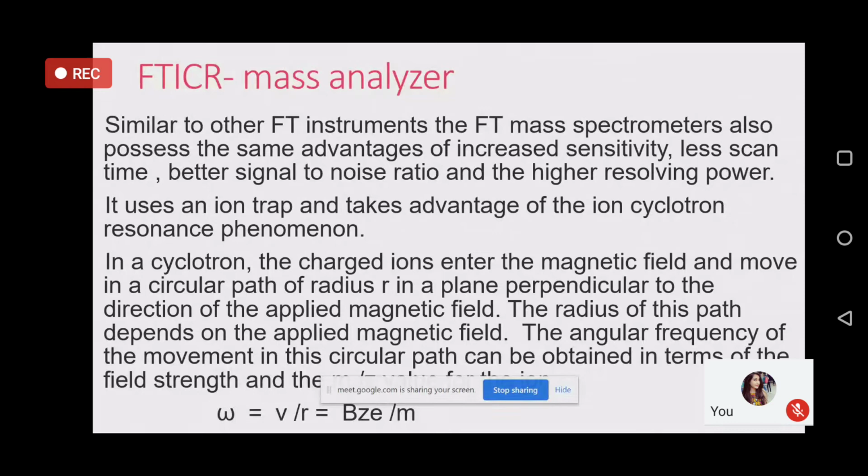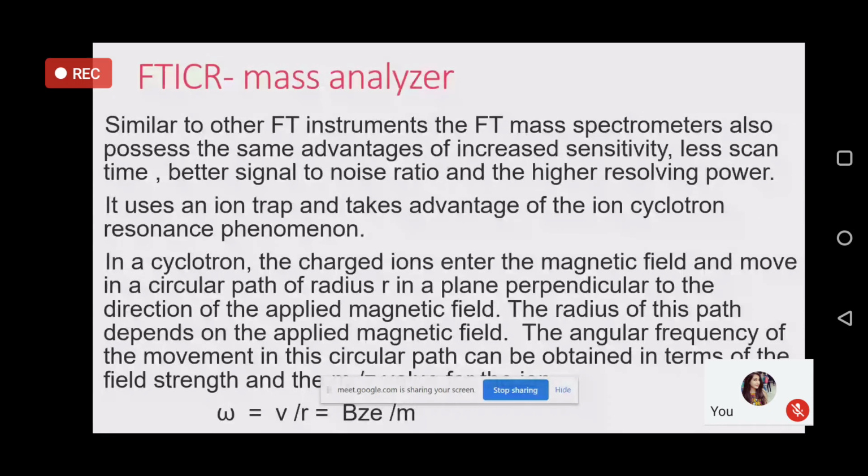What is FTICR? That is the last mass analyzer which we are going to discuss. So what is FTICR? FT, all of you are familiar. What is FT? FT is Fourier transform. ICR is ion cyclotron resonance mass analyzer. FTICR is Fourier transform ion cyclotron resonance mass analyzer.